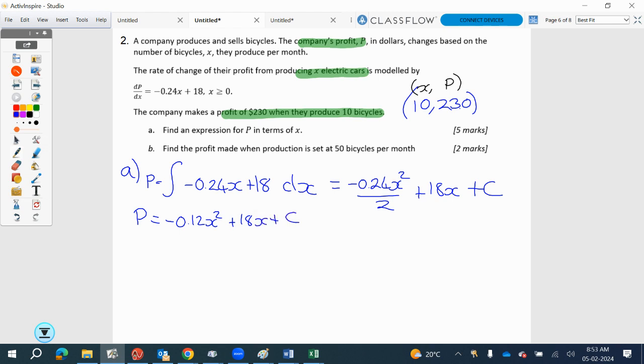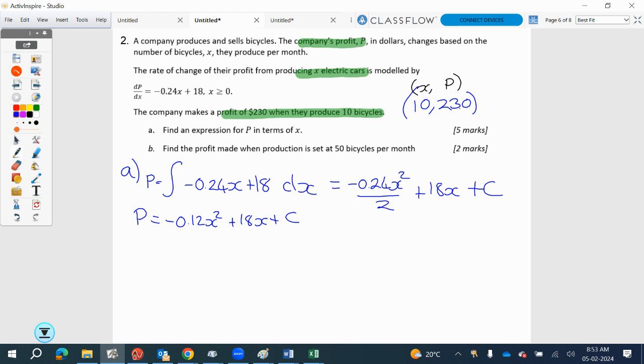What is the value of C? Not given in this question. We have to find it. So with this type of question, the main thing we have to do is integrate it, and then we have to find the value of C. How can we find the value of C?